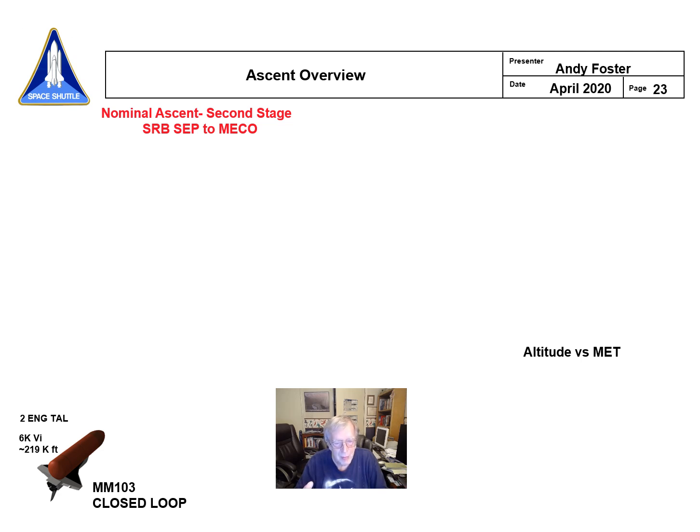Now, the other thing that happened at SRB SEP was that the software transitioned from major mode 102, open loop guidance, to major mode 103, closed loop guidance. So now we're starting that fine control that we need.